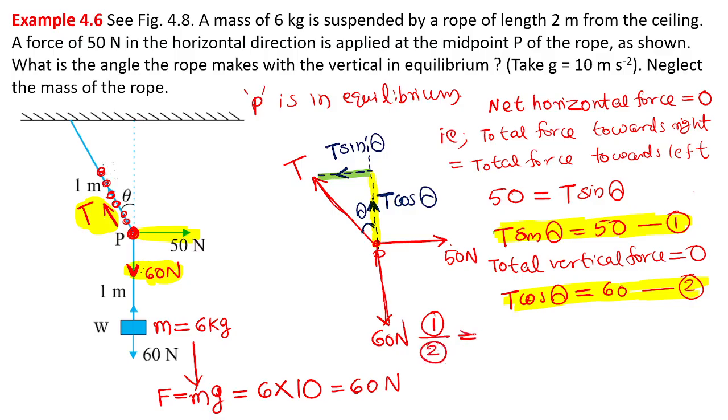Equation 1 by 2. You have to eliminate T, because I don't need T. You just divide it. If you divide, T cancels. So the left side will be T sin theta by T cos theta, and the right side is 50 by 60, that is 5 by 6. T will be cancelled. Sin theta by cos theta, do you remember 10th standard trigonometry?